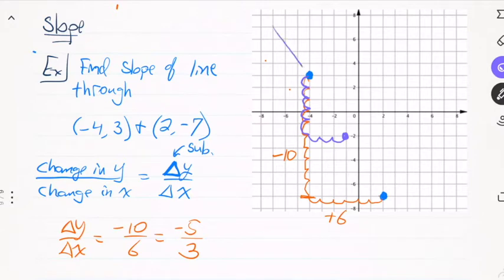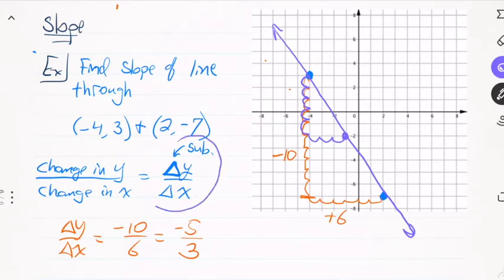So my line would be there. It's not a very good drawing of a line, but it's pretty close. So that is how to find slope. Well, that's how you do it on a piece of graph paper. What if we just had the coordinates? Is there an easier way to get to negative 5/3?